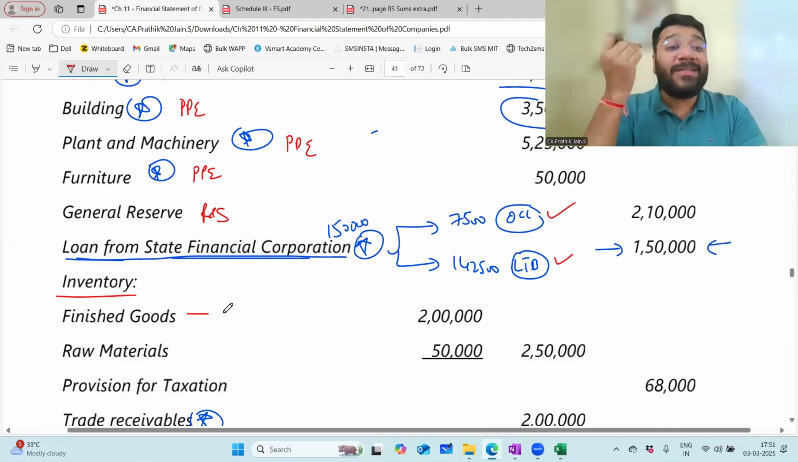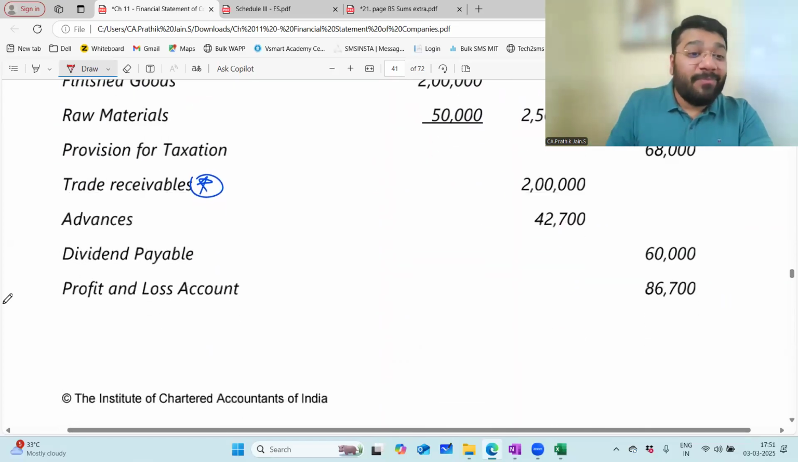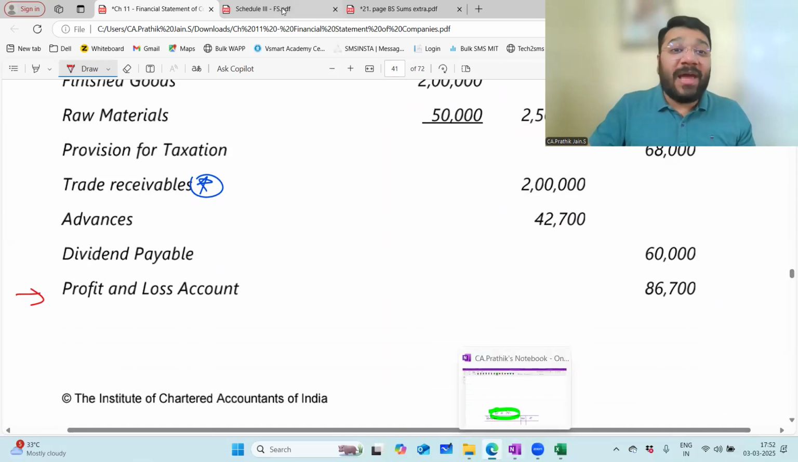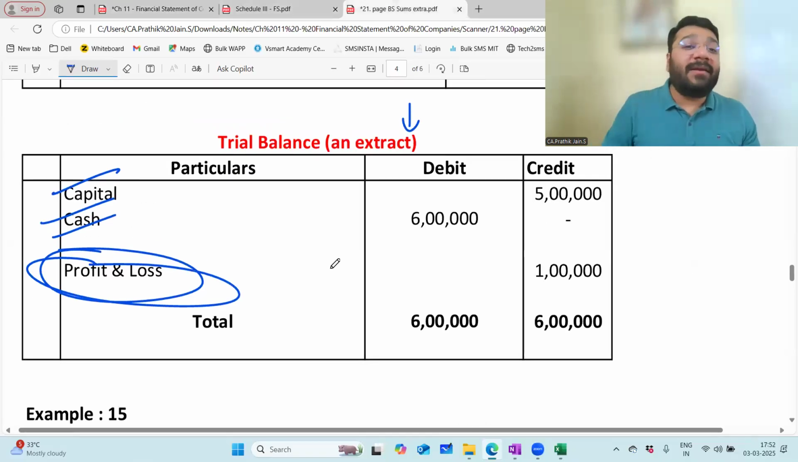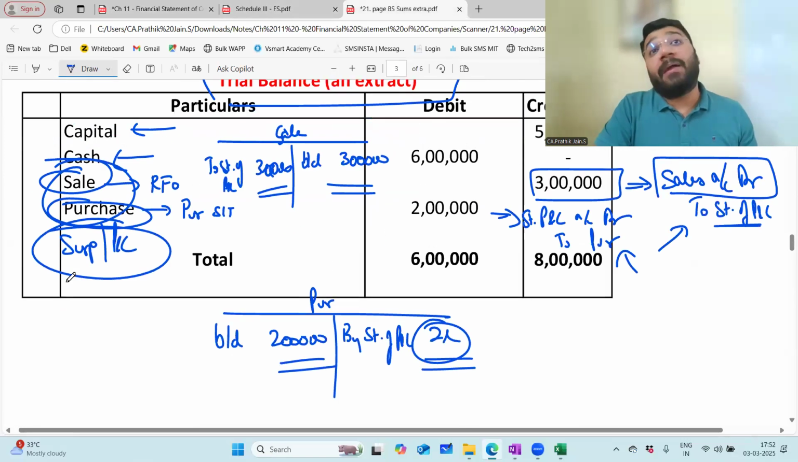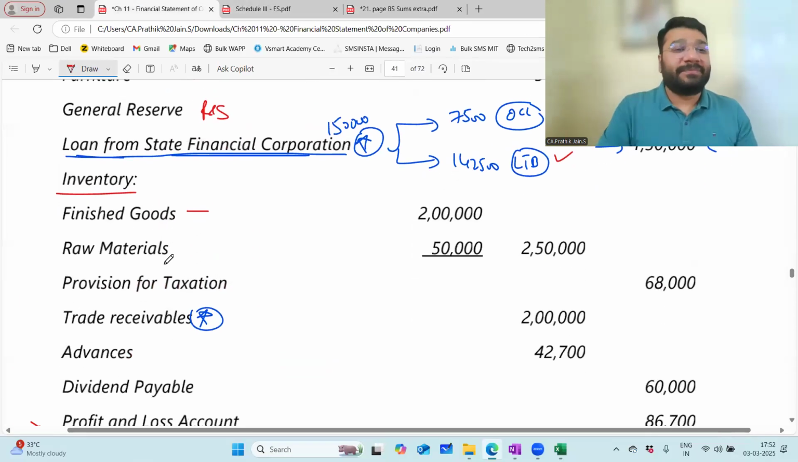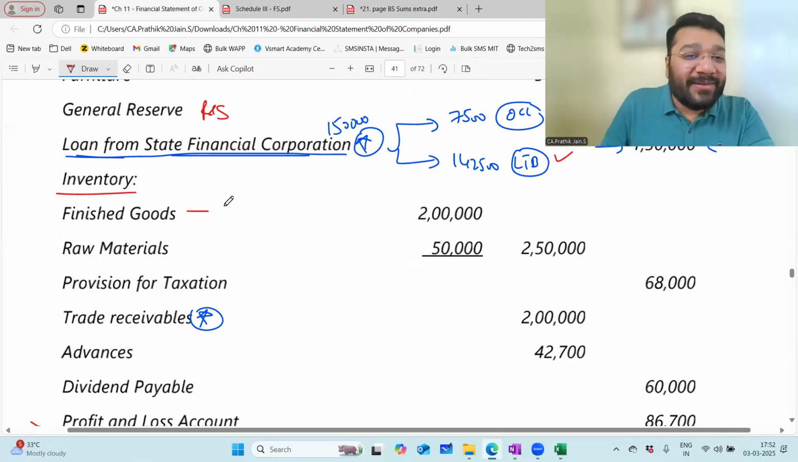They are asking for the balance sheet. And if you look at it, what happened here? The P&L is given in the trial balance. Which trial balance is this? Is this the trial balance after preparing the P&L account, or before preparing the P&L account? After preparing the P&L. Yes. Now, this finished goods will go to inventory in your current assets.